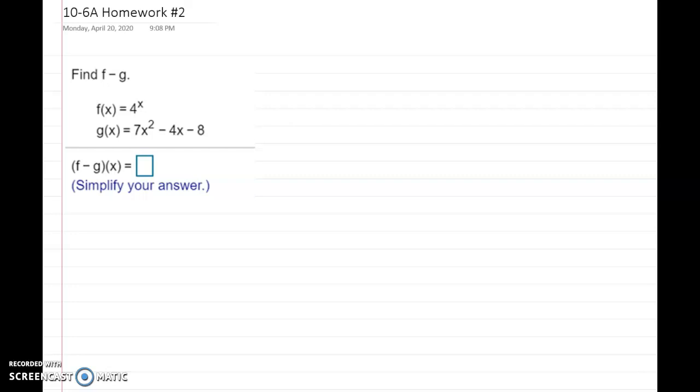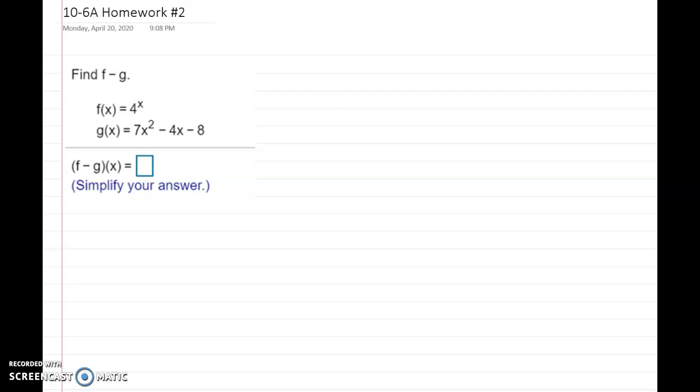I am looking at your 10-6 homework, and I noticed that homework problem number 2 caused problems, and I think I know why. Homework number 2 was asking you to subtract two functions. The two functions are f, which is 4 to the x, and g, which is 7x squared minus 4x minus 8. So I'm going to go ahead and write that problem out.